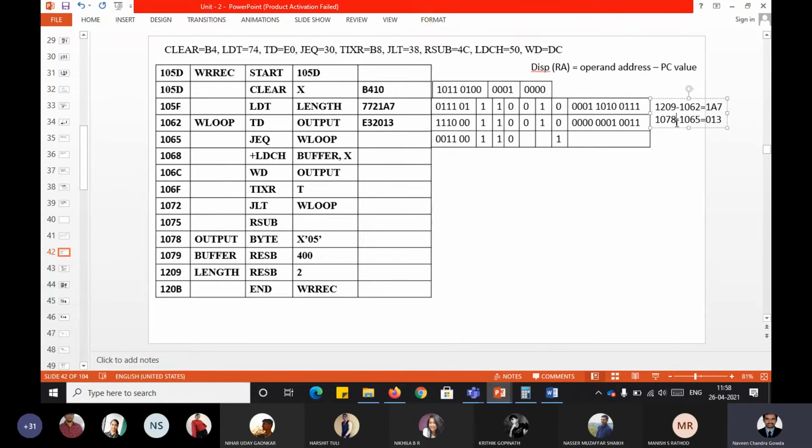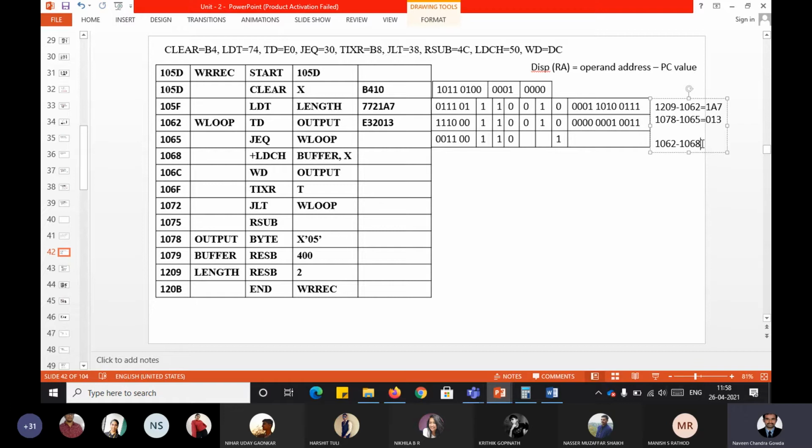It is 1062. Make a point of this, my dear students, which is very, very important right now. It is 1062 minus the PC value. What is the PC value? We are working in this instruction right now. What is the next address? It is 1068. So 1062 minus 1068. I repeat, 1062 minus 1068.